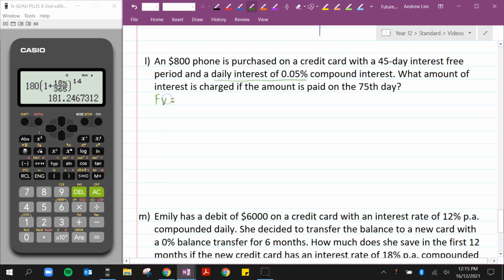So future value is equal to present value times 1 plus r to the power of n. We bought an $800 phone. Daily interest is 0.05%. Don't forget the percent symbol. But for how many days? Well, there's 45 days worth of interest-free period. Okay, so we're not being charged interest for 45 days, we're only going to be charged interest from every day afterwards. So if we're paying on the 75th day, we're only paying interest for 30 days.